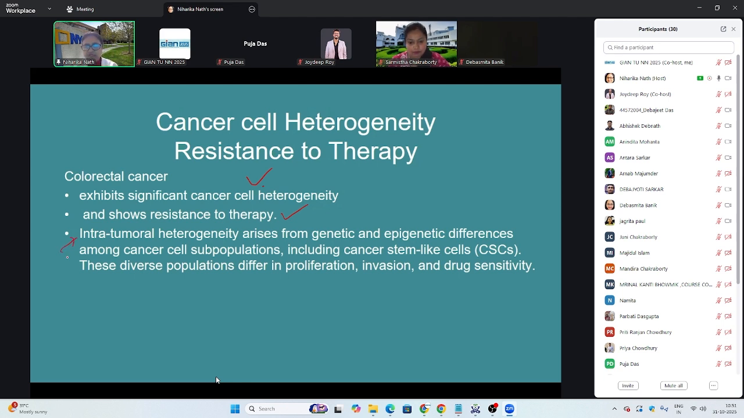Intratumoral heterogeneity arises. So intra means inside the tumor. It's within the tumor. That's all we just want to say. It's within the tumor. And so we're not talking about the stroma. We're not talking about the blood vessels right away. So we're talking about just the tumor cells itself. So that is one thing for right now.